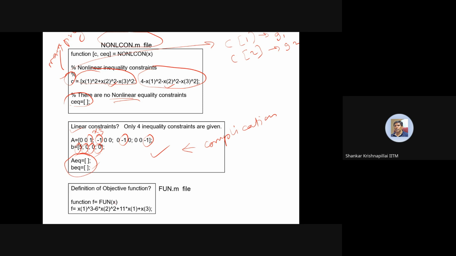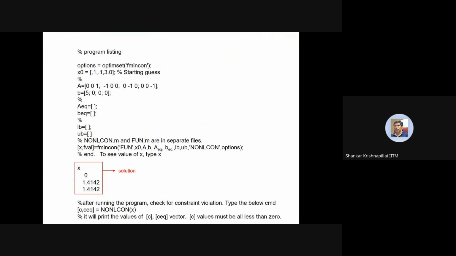Then the definition of the objective function is typed in the fun.m file. All these things have to be done first. After that, we will execute the program. First you have to type options equal to optimset of fmincon. This will set the default tolerances and number of iterations and so on for this subroutine.